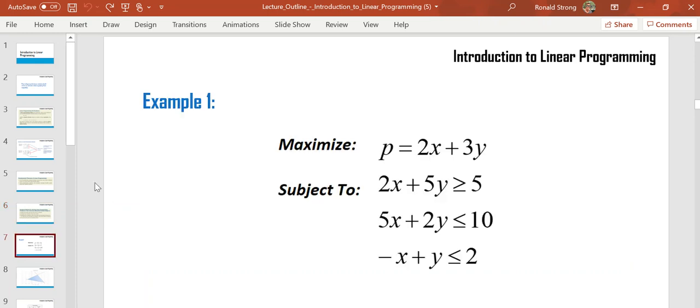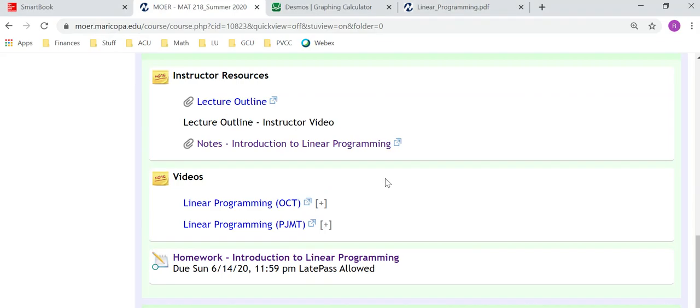Let's take a look at the first example. Now, I'm going to encourage you to use Desmos. If you feel more comfortable using a graphing calculator, you may use that, but I'm going to be using Desmos. So this first example is we want to maximize P equals 2x plus 3y. That is the objective function. The constraints are 2x plus 5y must be greater than or equal to 5, 5x plus 2y must be less than or equal to 10, and the opposite of x plus y has to be less than or equal to 2. So I'm going to start by going to Desmos.